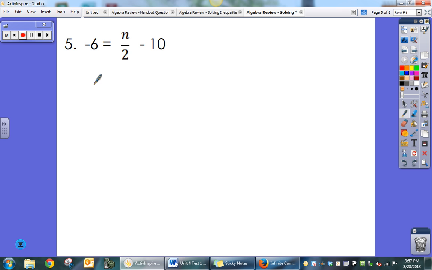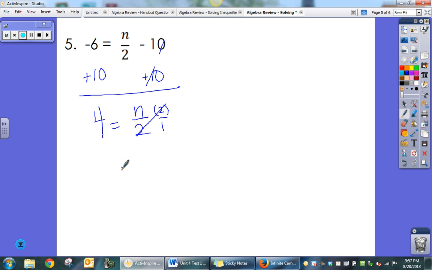Alright, and then for this one, I've got a fraction. So let's go ahead and add 10 to both sides and get my constants together. And I've got 4 equals n over 2. Now this is being divided by 2, so in order to undo division, I can multiply both sides by 2. And if I multiply this side by 2, it will cancel it out. But if I multiply the left side by 2, I also have to multiply the right side by 2. So I end up with 8 equals n.